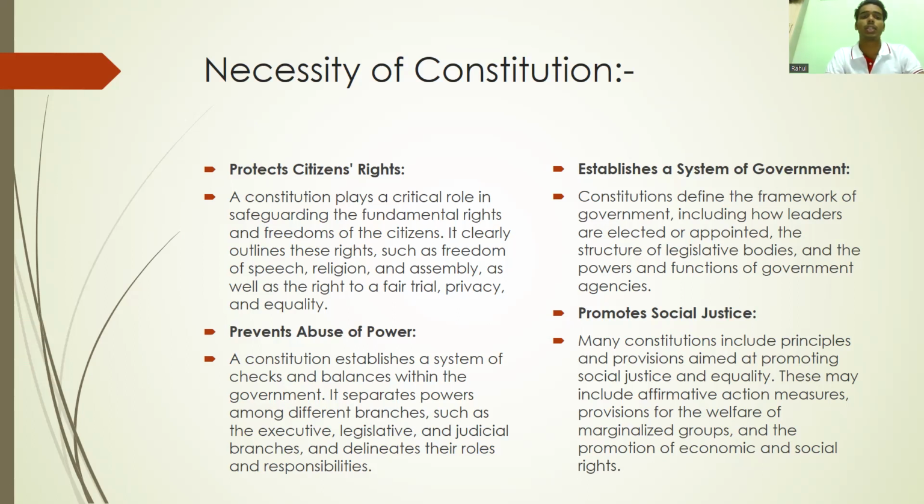Prevents abuse of power. A constitution establishes a system of checks and balances within the government. It separates powers among different branches, such as the executive, legislative, and judicial branches, and delineates their roles and responsibilities. Establishes a system of government. A constitution defines the framework of government, including how leaders are elected or appointed, the structure of legislative bodies, and the powers and functions of government agencies.